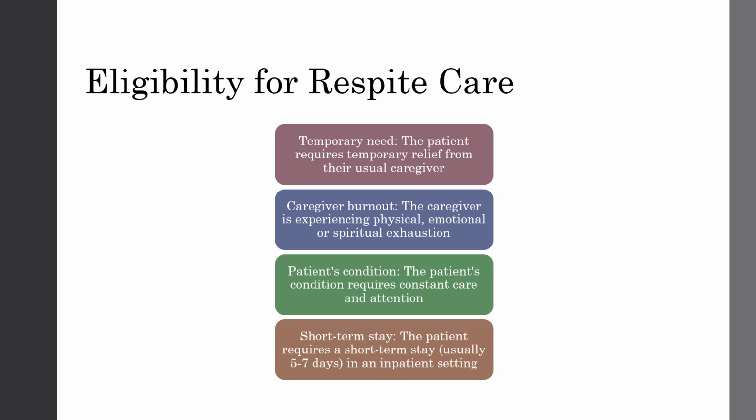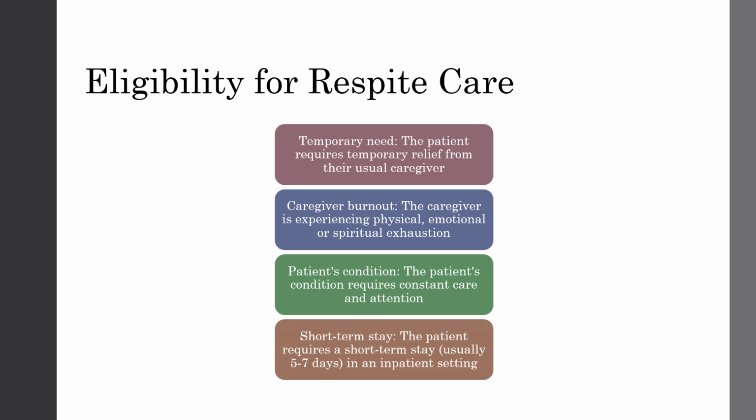Respite care is typically provided as a temporary relief to caregivers, giving them a much-needed break from the emotional and physical demands of caring for a loved one in their home. During hospice care, respite care can be provided in a variety of settings, including private homes, nursing homes, and inpatient facilities. To be eligible for respite care, the patient may require temporary relief from their usual caregiver.